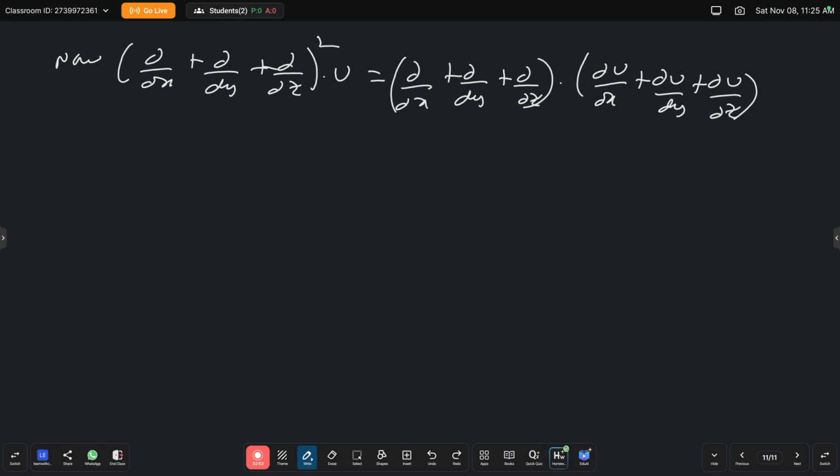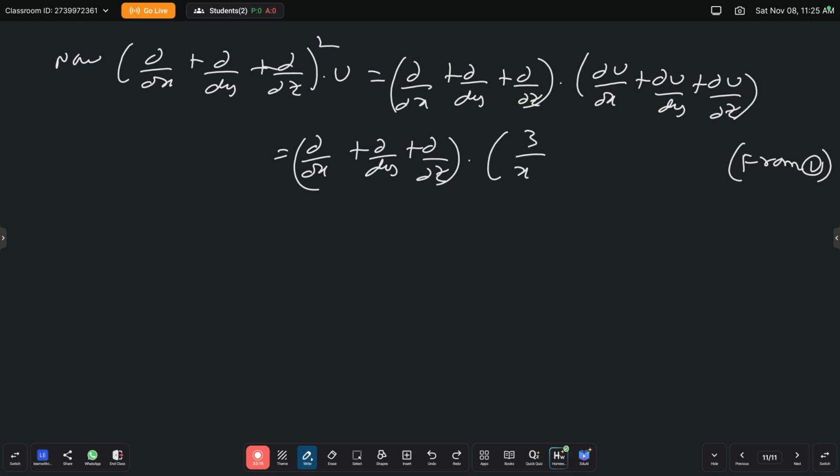Okay. Now from equation 1, we have already found out the value recently. Okay, (∂/∂x plus ∂/∂y plus ∂/∂z) into, now the value is 3 by (x plus y plus z).